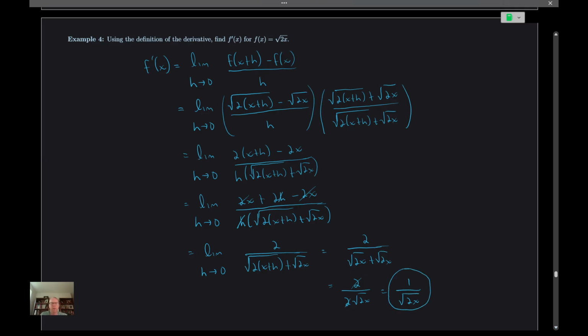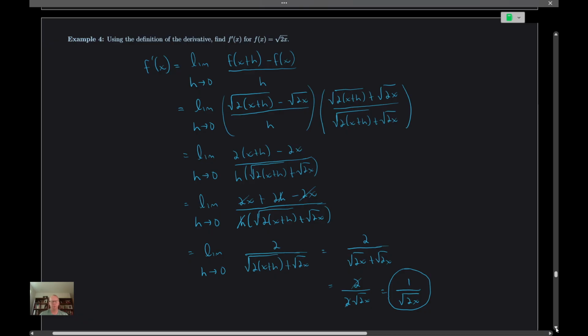Okay, so you can see the process is going to be the same. The algebra may be different. The algebra just depends on the function, but once you get this set up, it's just a matter of figuring out a way to evaluate the limit. Once you evaluate the limit, there is your derivative.